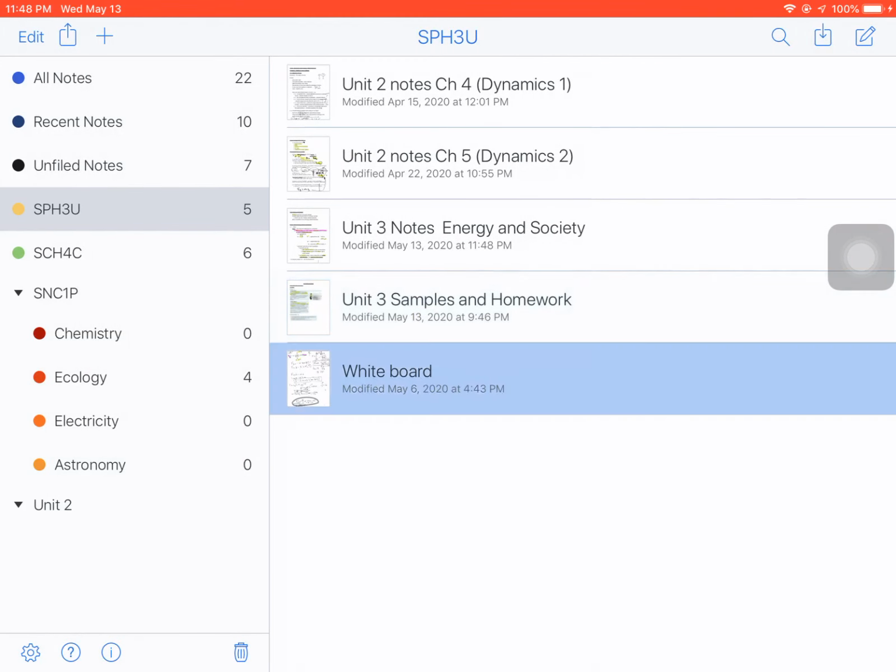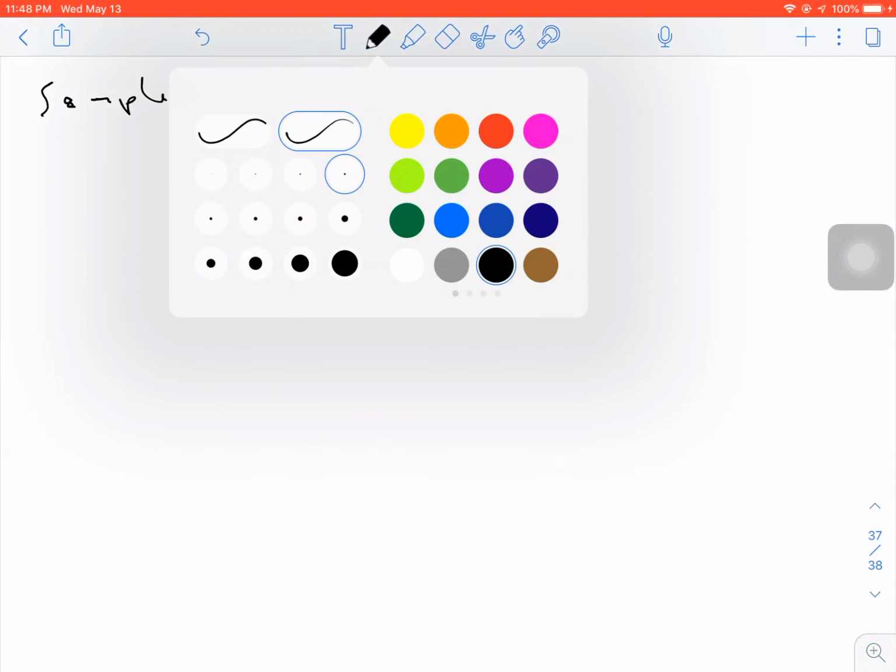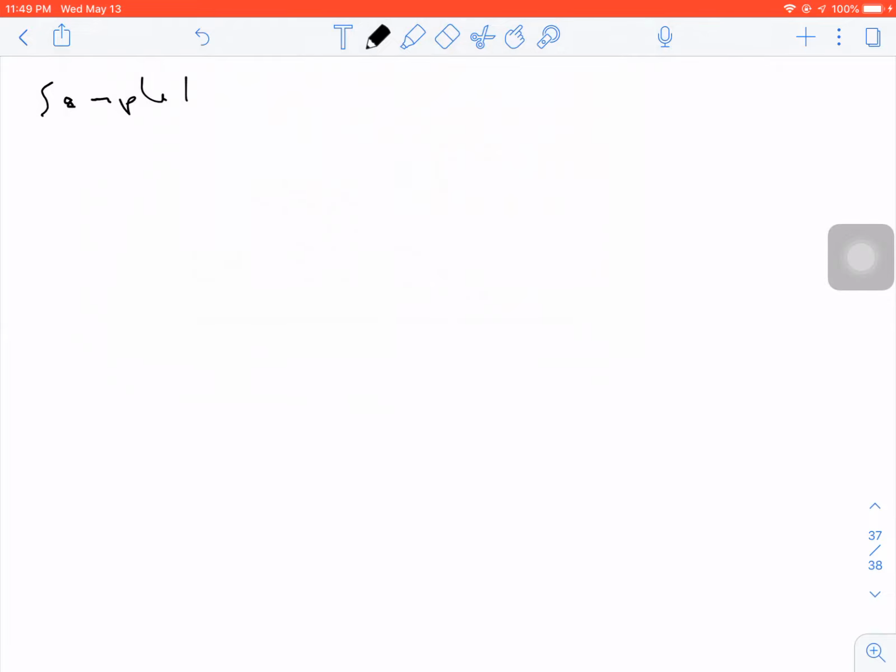I'm going to go to my whiteboard here. This is sample 1. Okay, this is sample 1. And I'm going to make my writing just a bit bigger here. Okay, so we know, let me just get my question here. I've got the question written down.